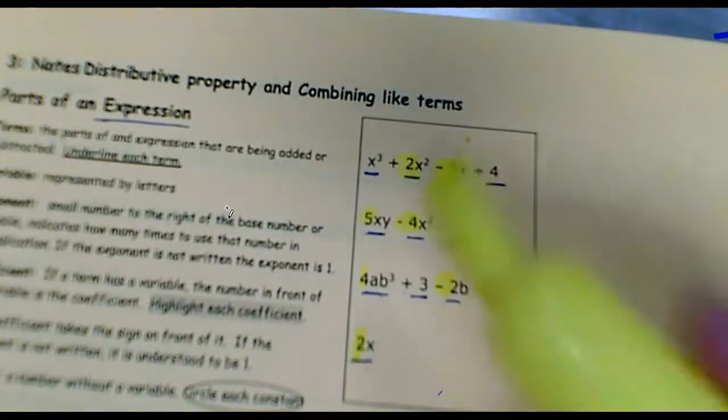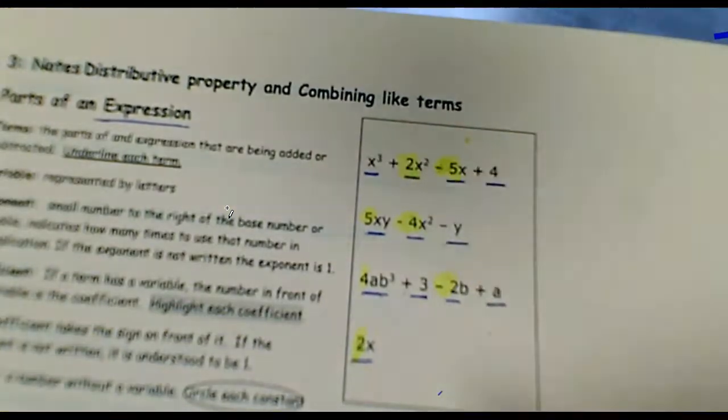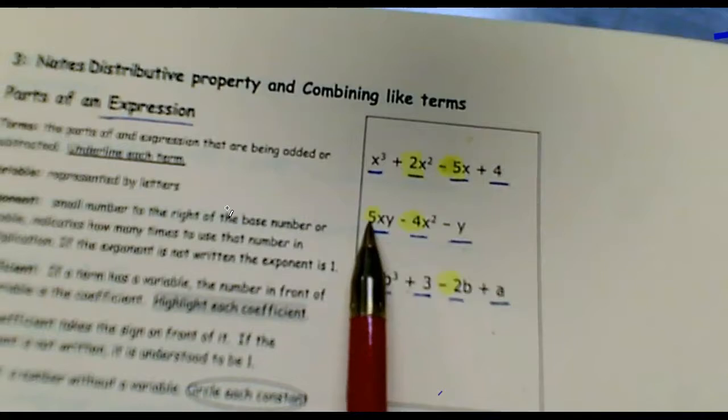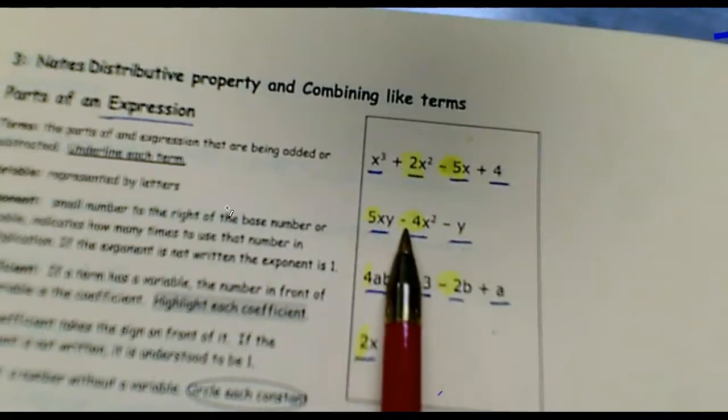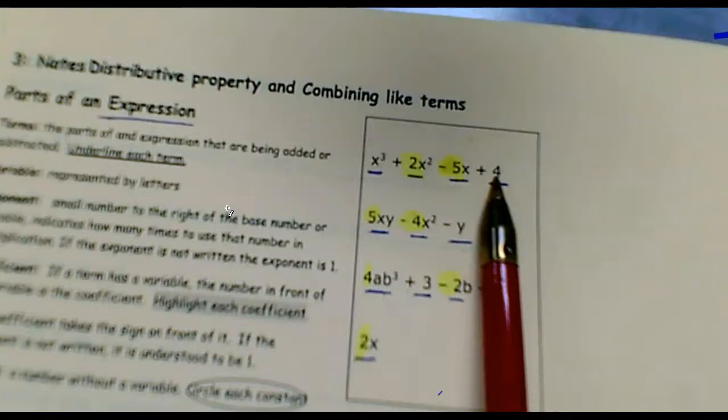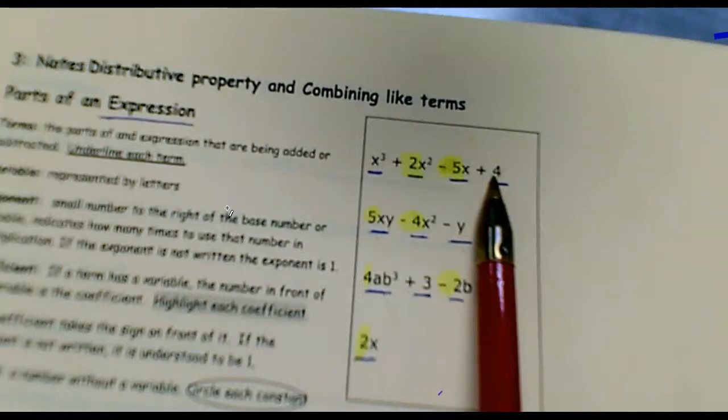Did you notice that when back up here at the top one, when I said the coefficient, I didn't say 5, I said negative 5? If there's a subtraction sign, it goes with the number. The coefficient is negative 5. This coefficient is positive 5. This coefficient is negative 4. Is this a coefficient? I thought a coefficient was a number. It's a number in front of a variable.